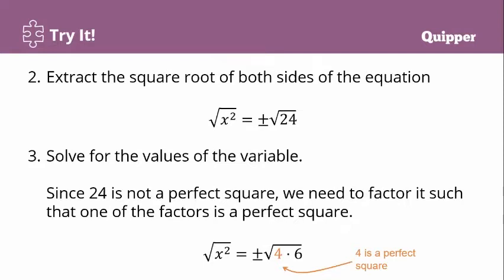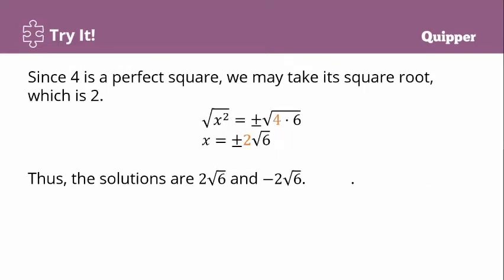Since 24 is not a perfect square, we need to factor it such that one of the factors is a perfect square. We have 4 times 6, where 4 is a perfect square. Since 4 is a perfect square, we may take its square root, which is 2, so we get positive negative 2 square root of 6. Thus, the solutions are 2 square root of 6 and negative 2 square root of 6.